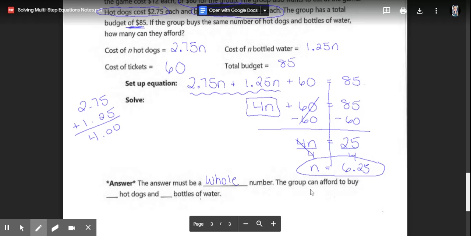Therefore, the group can afford to buy 6 hot dogs and 6 bottles of water. I have to round down. I can't round up because then I'm not going to have enough money. I'm going to be a little bit short, and I can't afford to buy 7 and 7. If I round down, I'll have a couple dollars left as change, but that's what I'm going to need to do. So I need to round down and buy 6 hot dogs and 6 bottles of water.